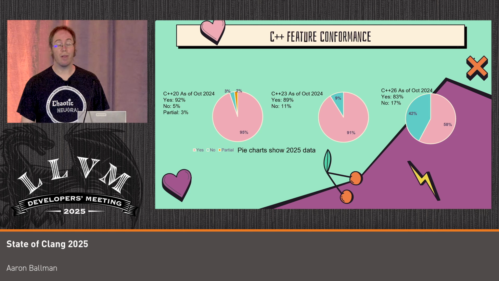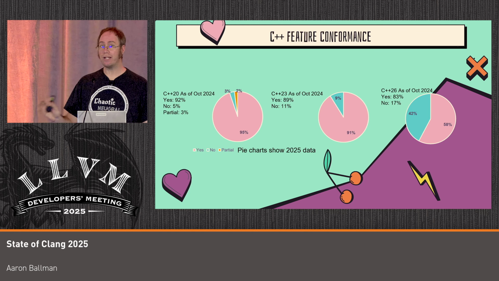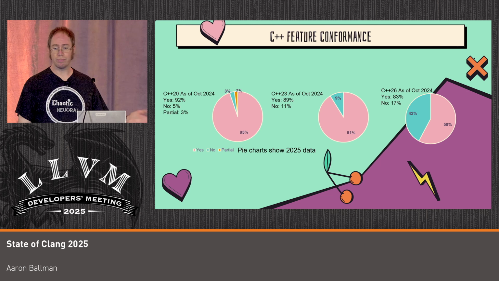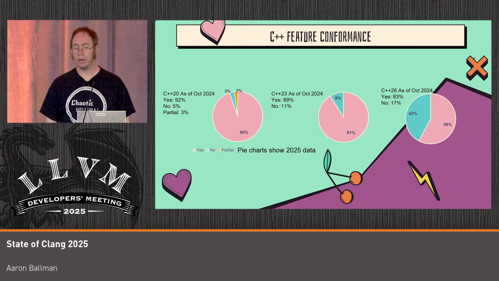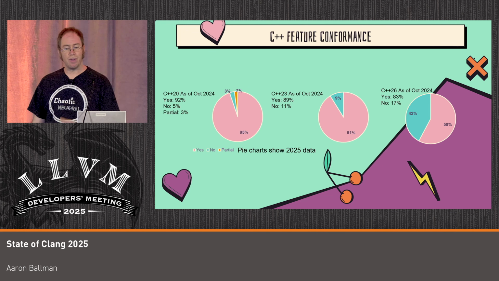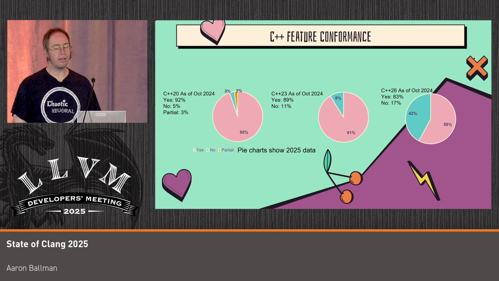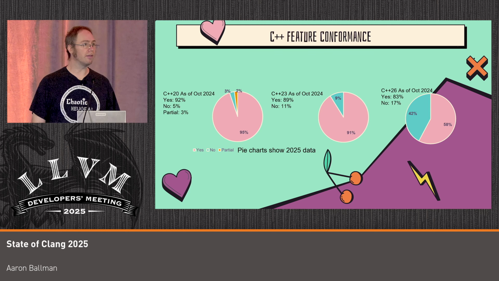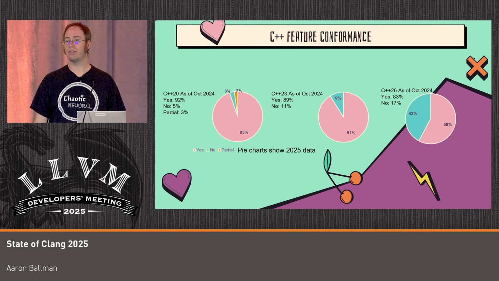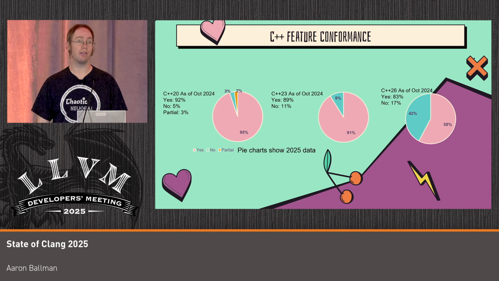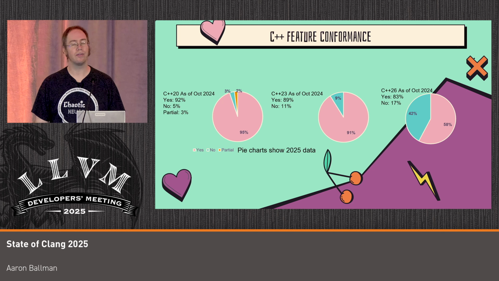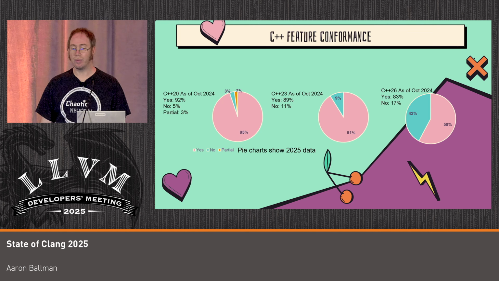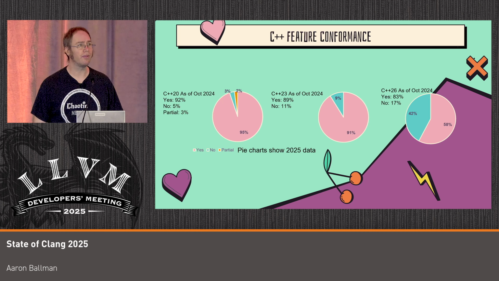So in terms of our C++ conformance, again, pie charts are showing you what's going on right now. Text is telling you what's going on in 2024. So on the C++20, we went from 92% complete to 95% complete. This was largely due to folks working on C++20 modules. That's basically the only thing we have left for completing C++20. And C++23 support improved a little bit from 89% to 91%.